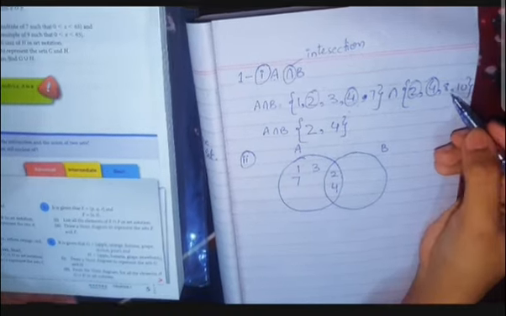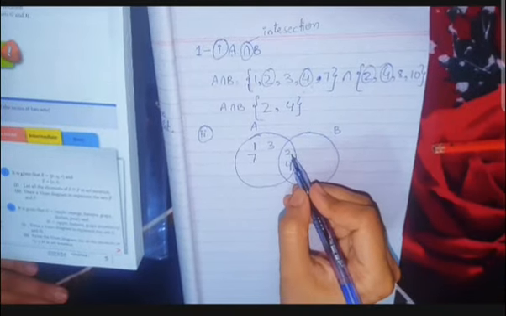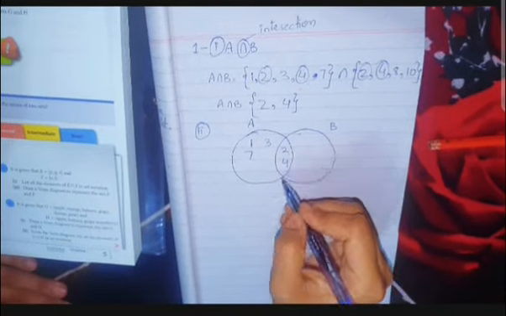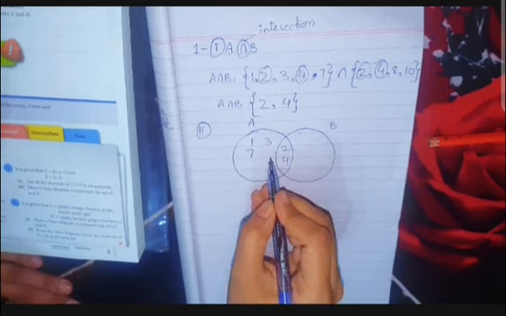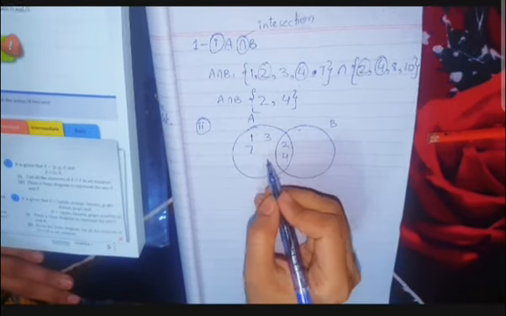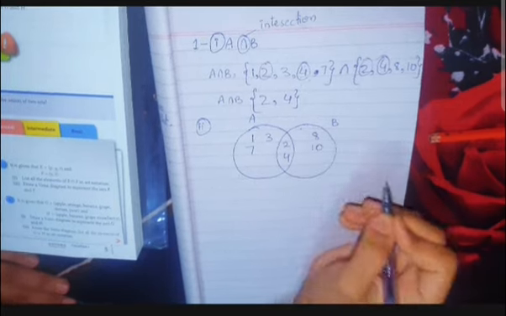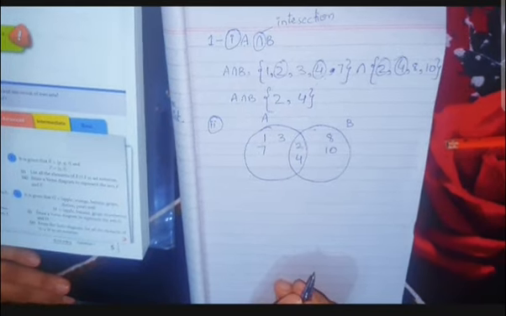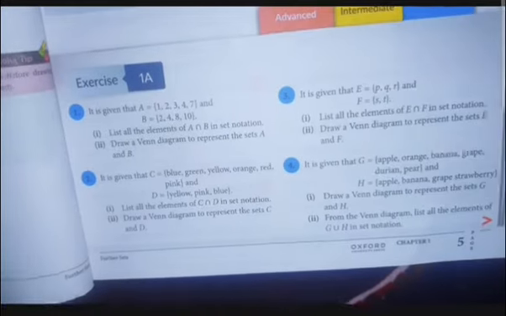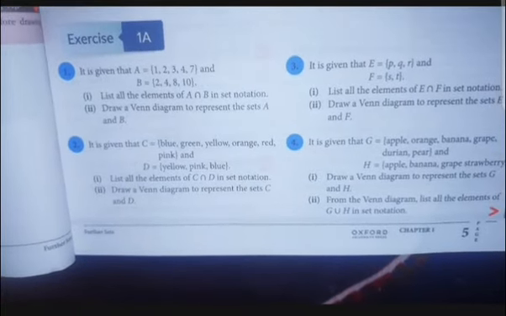Now elements of B, 2 already written. 2 is the part of set A as well as set B. 4 is the part of set A as well as set B. So 8 and 10. So we have done question number 1. Now move to question number 2. This is question number 2.